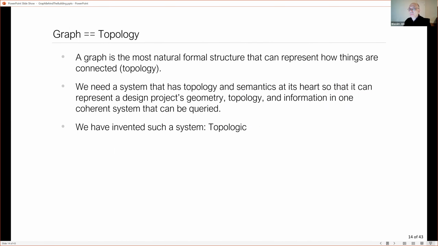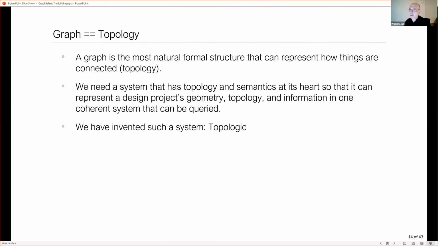So I think I have established that a graph is equal to a topology, right? That these two things are perhaps interchangeable, or a graph is the best way to represent a topology, or the purest way of representing a topology. It's the most natural formal structure that can represent how things are connected. So it stands to reason that we need a system that has topology and semantics at its heart, so that it can represent a design project's geometry, topology, and information in one coherent system that can be queried. And we have invented such a system, and we call it Topologic.